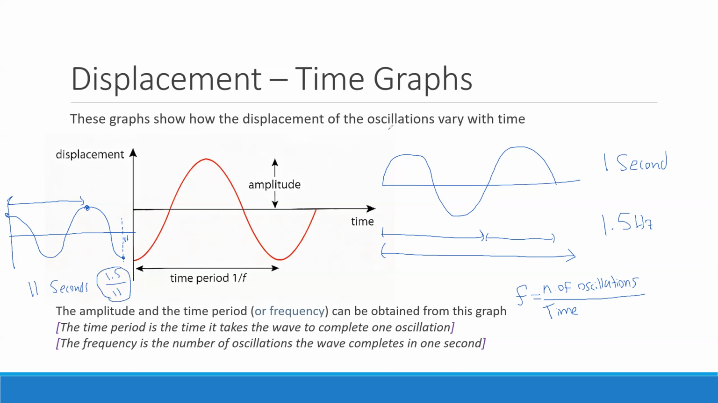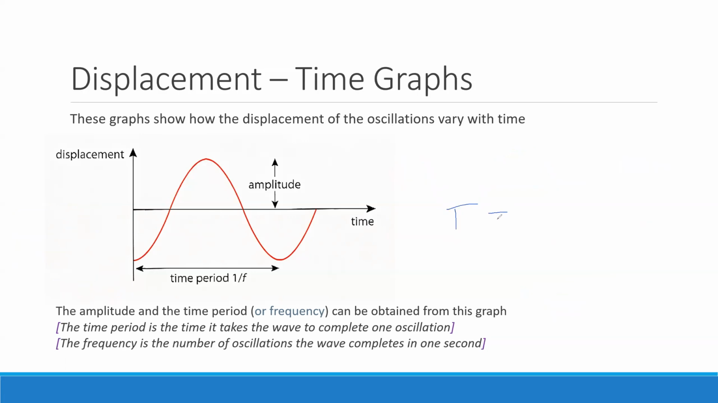Likewise, to work out the time period is the opposite. So time period, because it's 1 over frequency, we could say time period is the time taken over the number of oscillations. And I'll let you at home figure out how you could use this, but it's very simple. Okay, so let's continue.